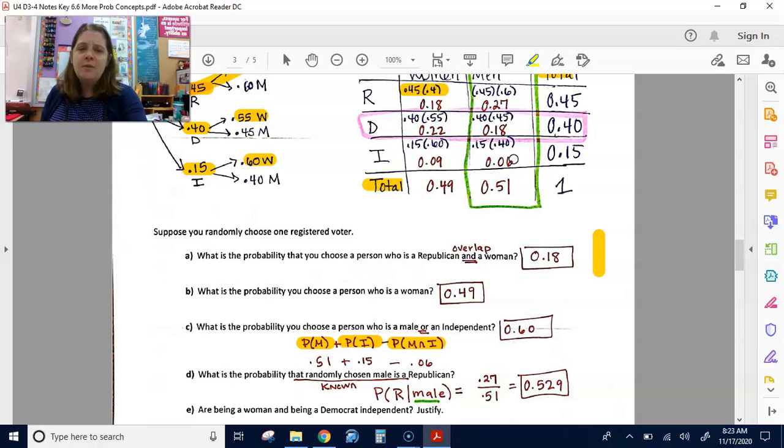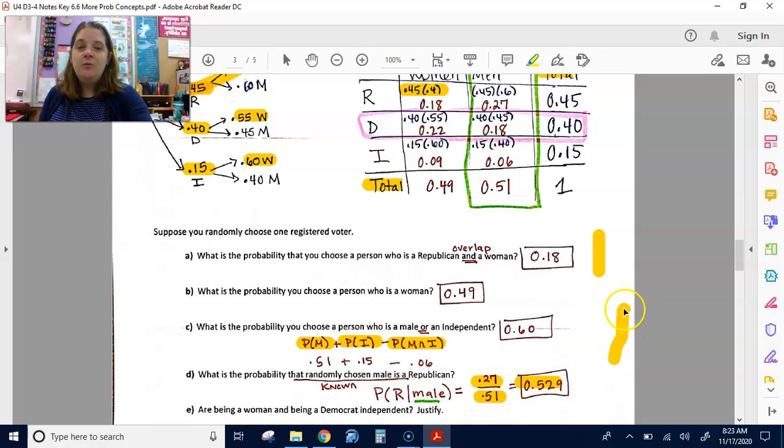And then what's the probability that a randomly chosen male is a Republican? This is one of those givens that's kind of hiding. So we know the person is male. That's like saying, what's the probability someone's a Republican given that I know they're male? Out of the 51% who are male, it looks like 27% of those are Republicans. So my final answer, don't leave that as a fraction, go ahead and divide that out, is about 52%.